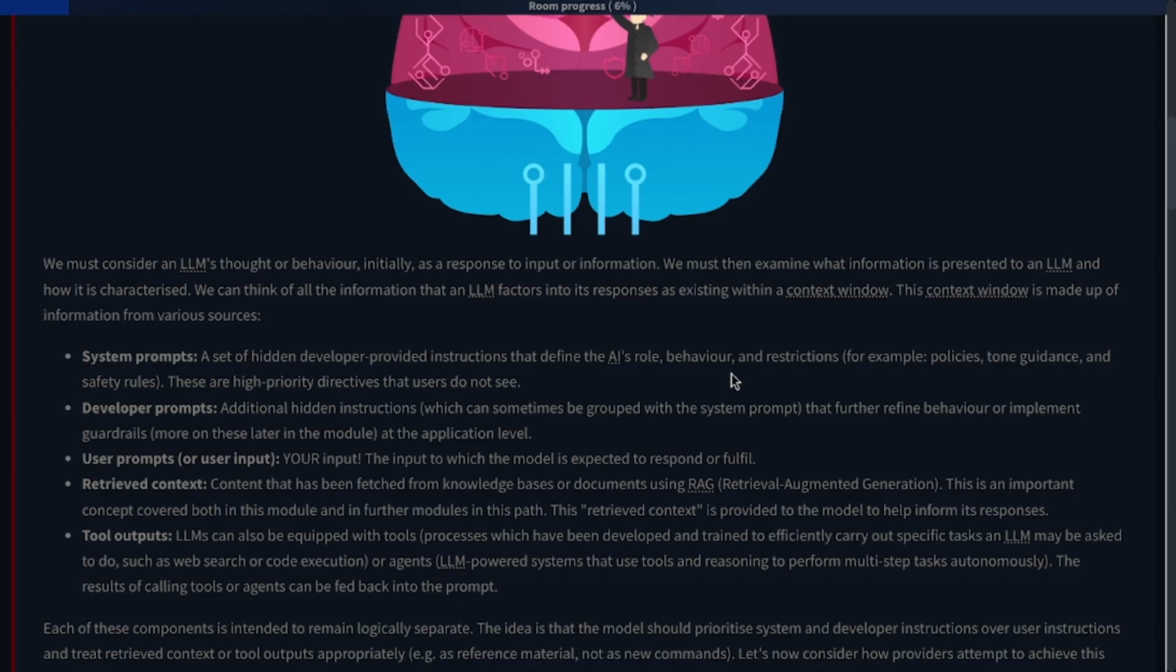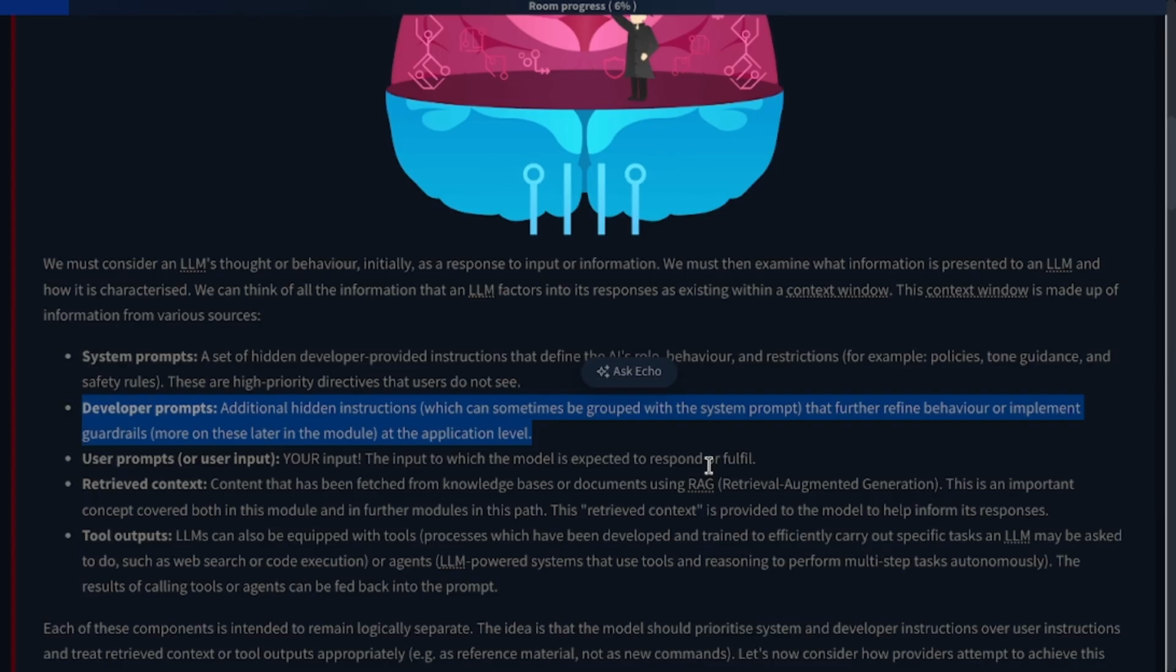But with certain prompts, we can extract the system prompts. With certain prompts given to the LLM, it's quite possible that it might reveal sensitive data if it's not restricted from doing so. And then there are developer prompts, which are additional hidden instructions alongside the system prompts, sometimes grouped with the system prompt, that further refine the behavior or implement certain restrictions for the LLM on the application level.